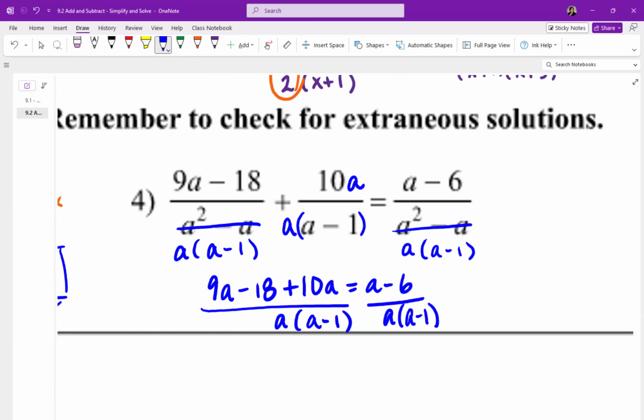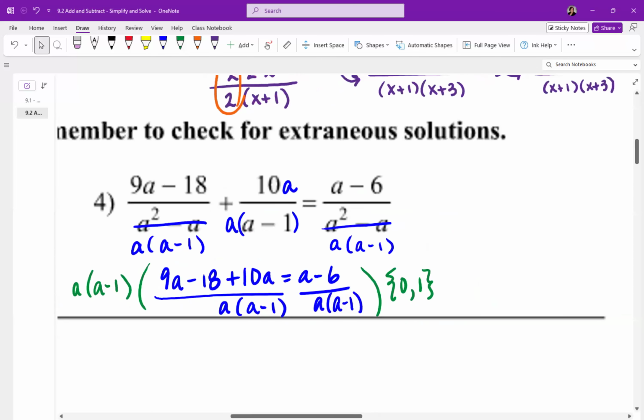Minus 18. So I can combine those. Also, I'm going to multiply both sides of the equation. So the whole equation gets multiplied by a times a minus 1 so that I don't have fractions anymore. And when I do that, I make sure that a is not equal to 0 or 1. Those are my excluded values. So when I rewrite this, I don't need the denominator.